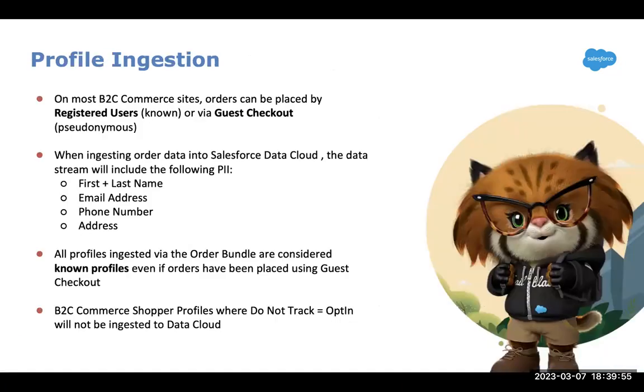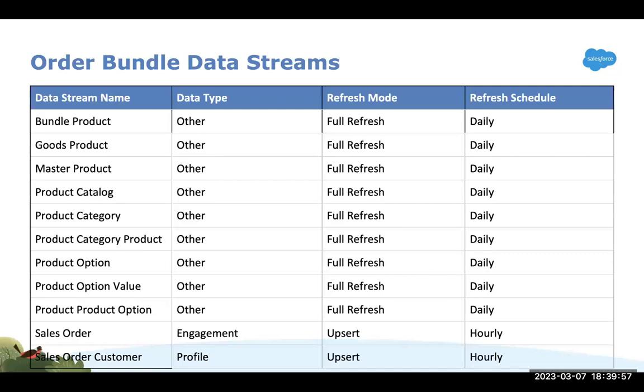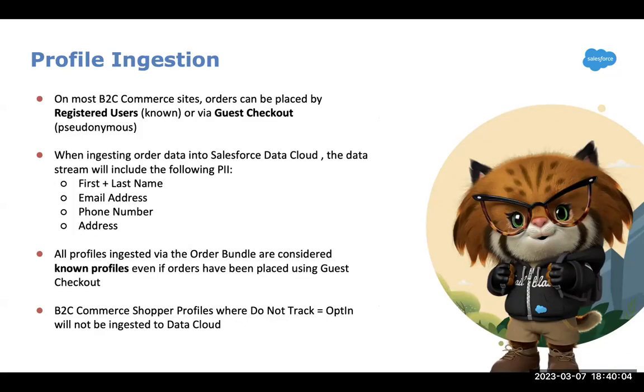After we discuss the product category, the sales order line items and all, the beauty of Commerce Cloud is the ingestion of the profiles. In entire B2C Commerce websites, orders can be placed mostly by registered users, right? Sometimes around 10% of people do guest checkouts as well, who are unknown users. So while ingesting order data into Salesforce Data Cloud, the data stream will include the following PII fields: first name, last name, email address, phone number, and address.